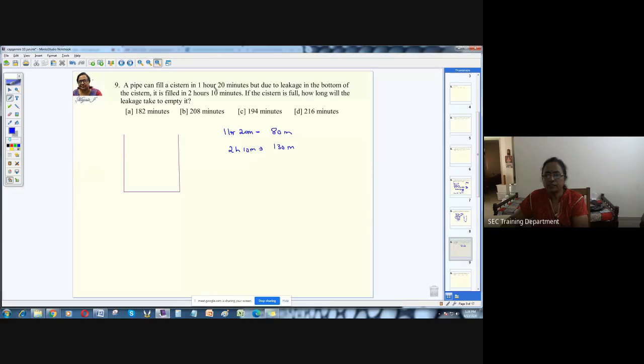Pipe can fill the tank in 80 minutes, but due to leakage in the bottom of the tank, it is filled in 130 minutes. So this is a tank problem. So normally what I do is irrespective of whatever the thing given, the data I'll take and go for the LCM of the data as the tank capacity. So what is LCM of 80 and 130? This is the tank capacity I take.